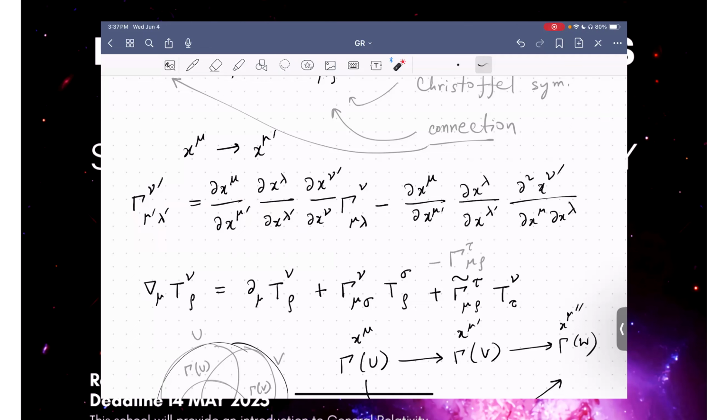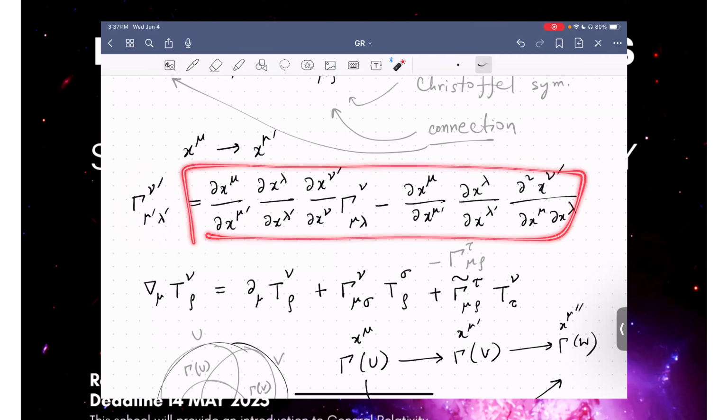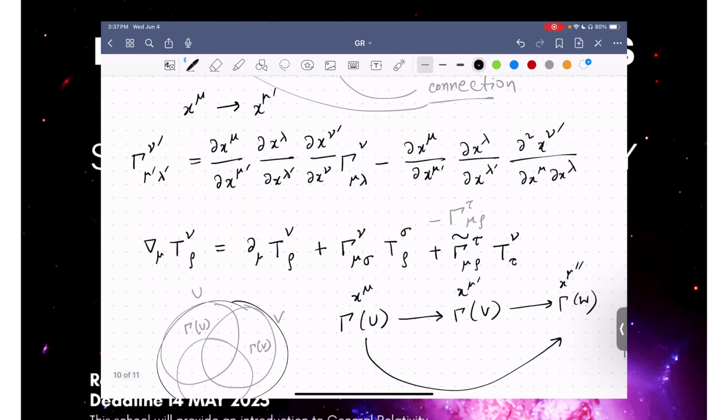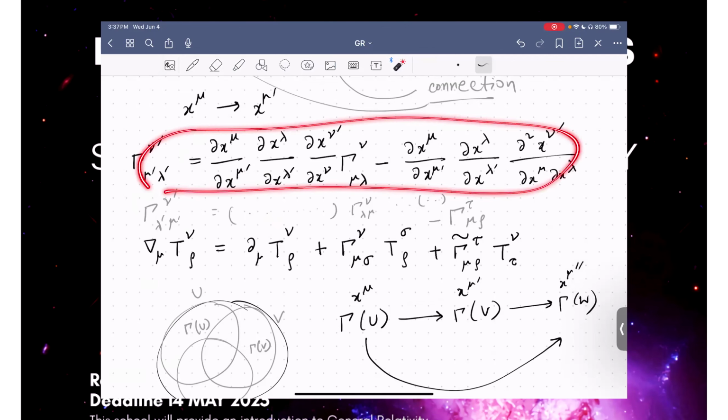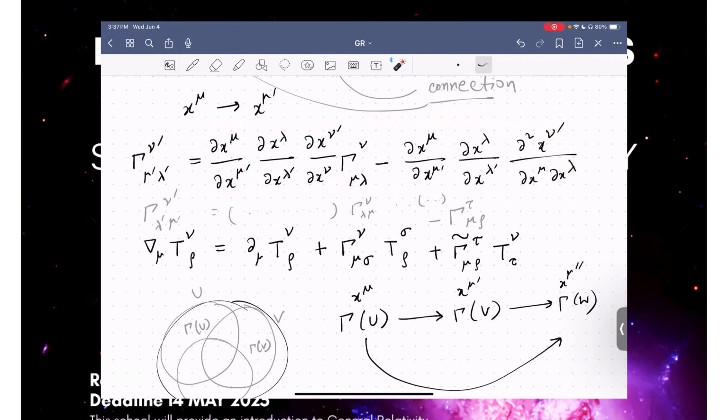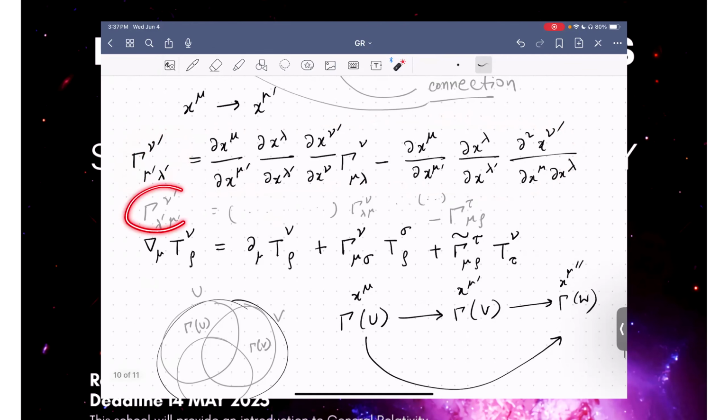So the point is, if this tensor satisfies this transformation rule, then the tensor that you get by swapping the indices will also satisfy the correct transformation rule with the tensorial part, and this part remains exactly the same. Okay. And since this transformation rule is all that defines the Christoffel symbol, if this is a valid Christoffel symbol, then so is this. Okay.